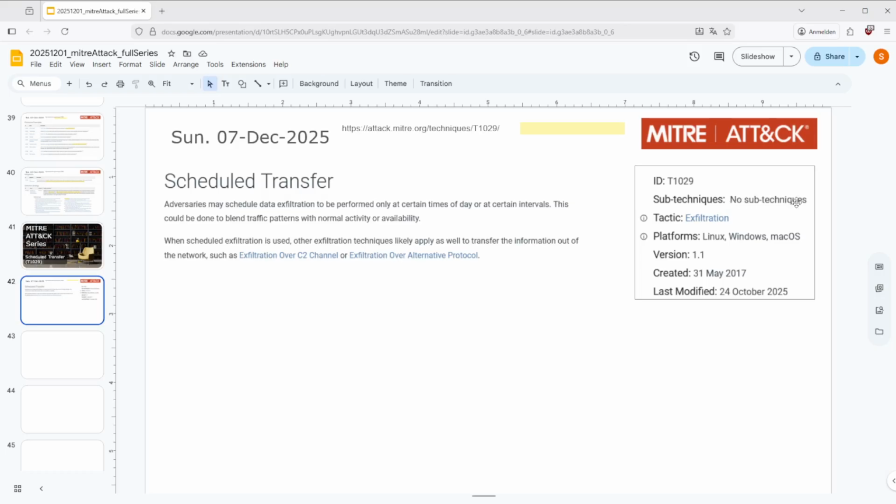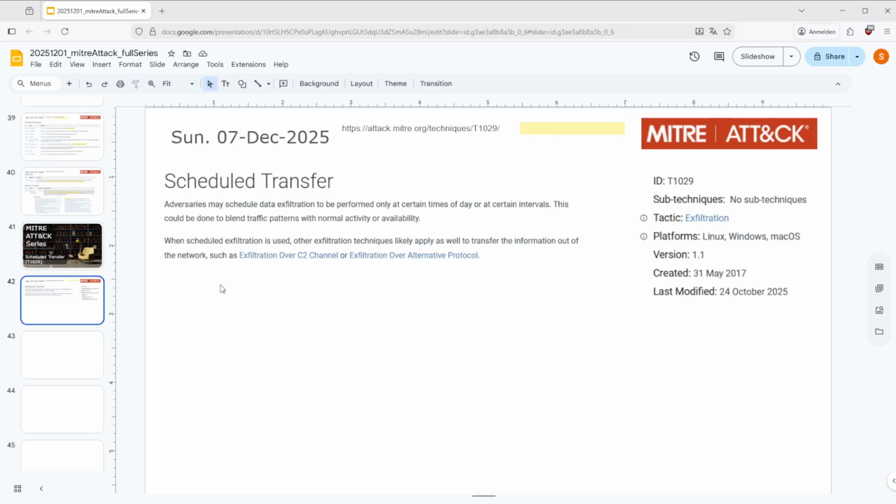There are no sub-techniques. The tactic is exfiltration, so we are fairly late in the kill chain. Platforms: Linux, Windows, macOS, so the typical systems that you will expect on servers, but also on endpoints, mostly on servers. This is a pretty old technique from 2017, and it has been freshly modified. Nice.